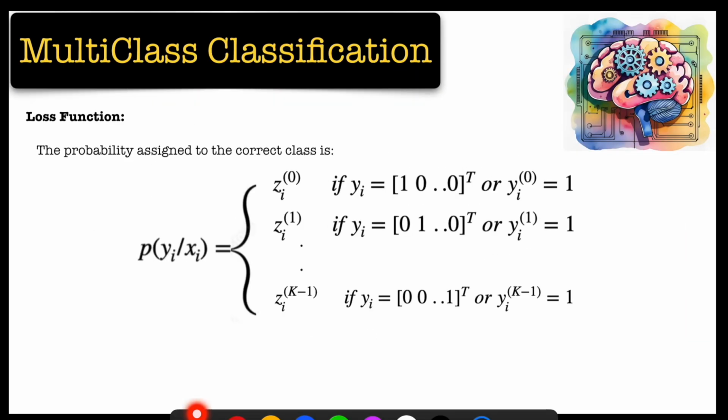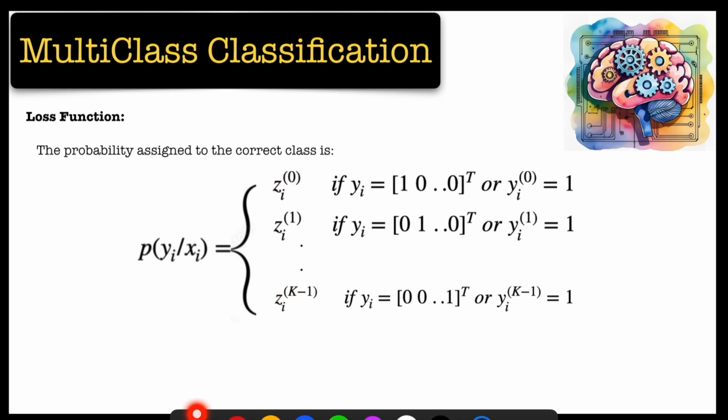Next, let's talk about the loss function or the cost function. How do we derive that? The probability assigned to the correct class will be like this. Let's say that is the probability of yi given xi. These are the probabilities we calculated, Zi0, Zi1 till Zik minus 1. These are the probabilities for k classes. So what is the probability assigned to the correct class? Any of these k classes can be the correct class.